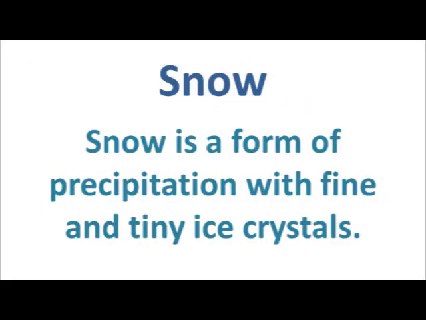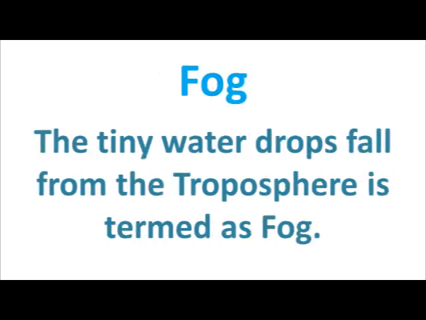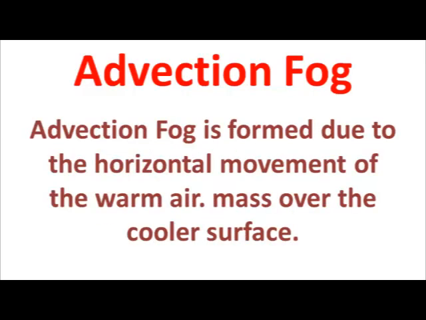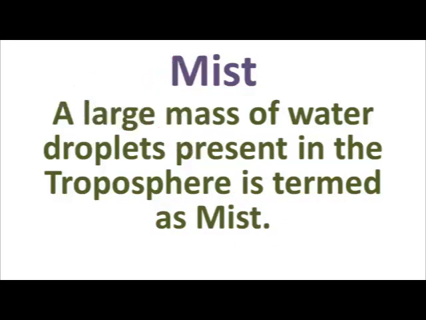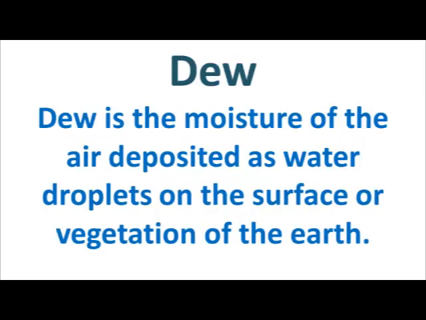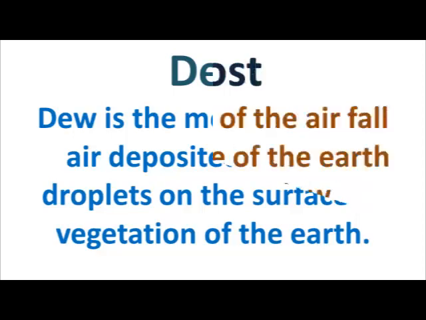Snow. Snow is a form of precipitation with fine and tiny ice crystals. Fog. The tiny water drops fall from the troposphere is termed as fog. Advection fog. Advection fog is formed due to the horizontal movement of the warm air mass over the cooler surface. Mist. A large mass of water droplets present in the troposphere is termed as mist. Dew. Dew is the moisture of the air deposited as water droplets on the surface or vegetation of the earth.